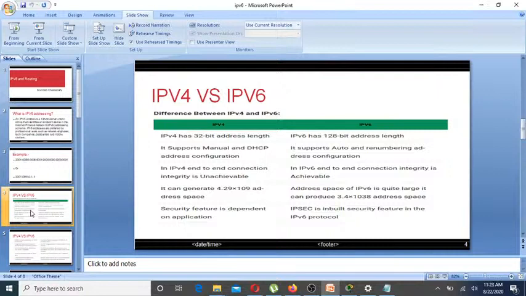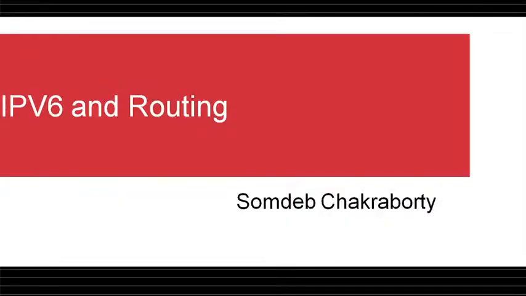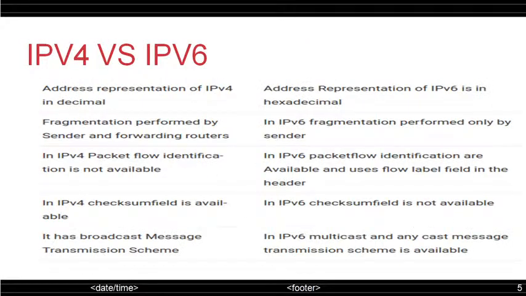Okay. So now if I go to IPv4 addresses here, address representation of IPv4 is in decimal form, and in IPv6 we represent it in hexadecimal form. Okay, and there are lots of other differences, like in IPv4 packet flow identification is not available, while in IPv6 it is available in the header. The checksum field is available in IPv4, while in IPv6 the checksum field is not available. Okay, so there are lots of other differences.